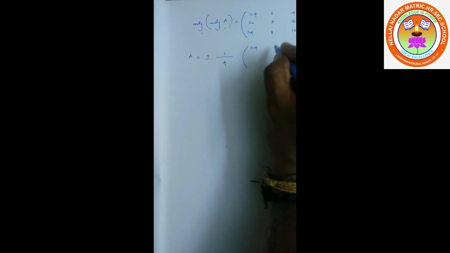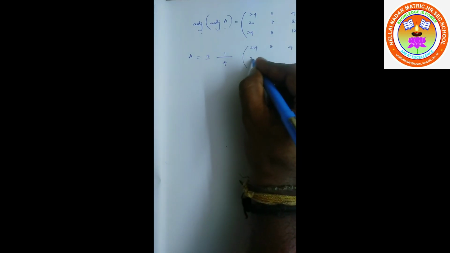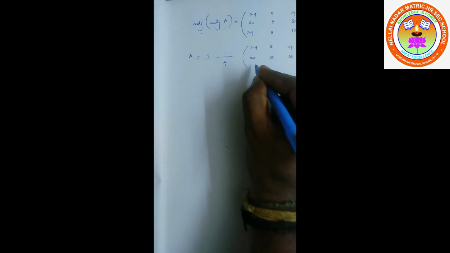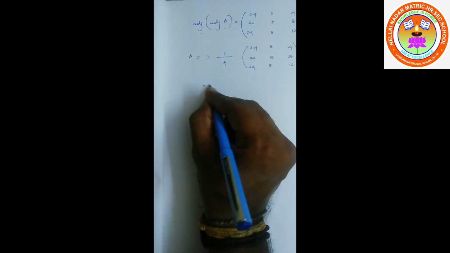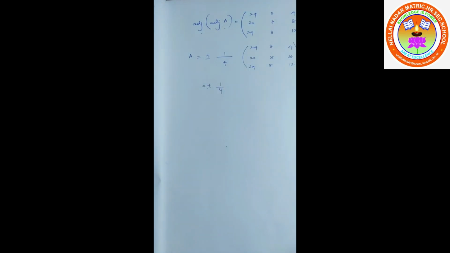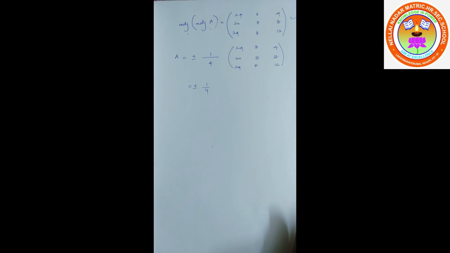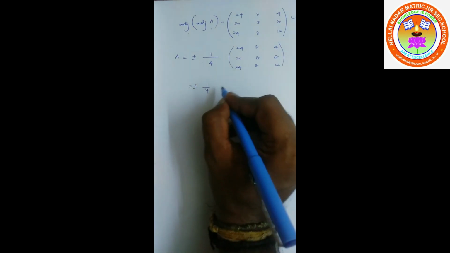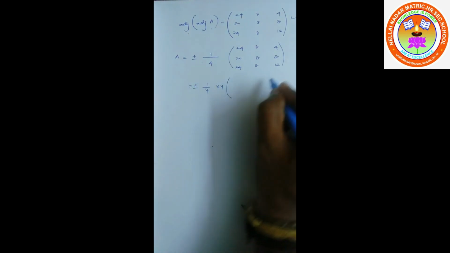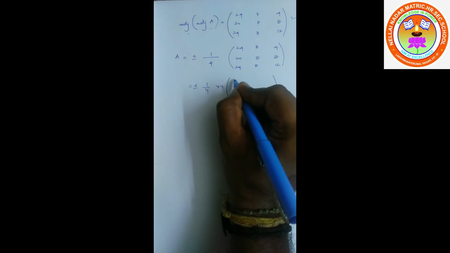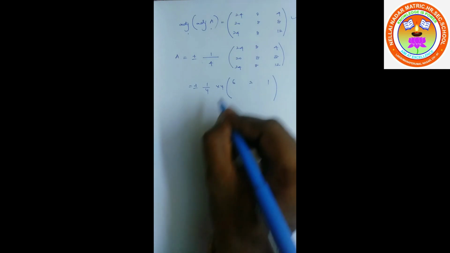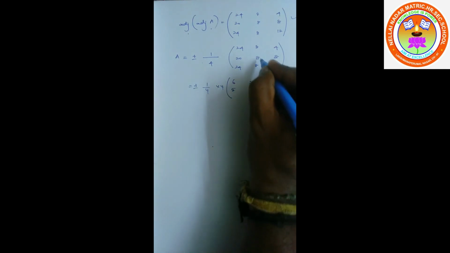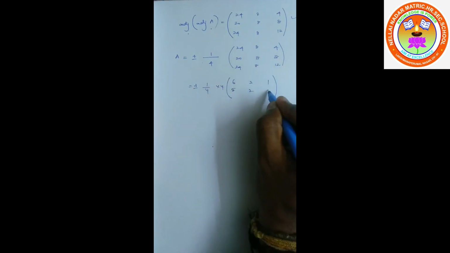So applying it: A equals plus or minus 1 by 4 times the matrix 24, 8, 4, 20, 8, 8, 24, 8, 12. Throughout this matrix, 4 is common, so I am going to take 4 outside. Taking 4 outside, the first row gives 6, 2, 1, then 5, 2.